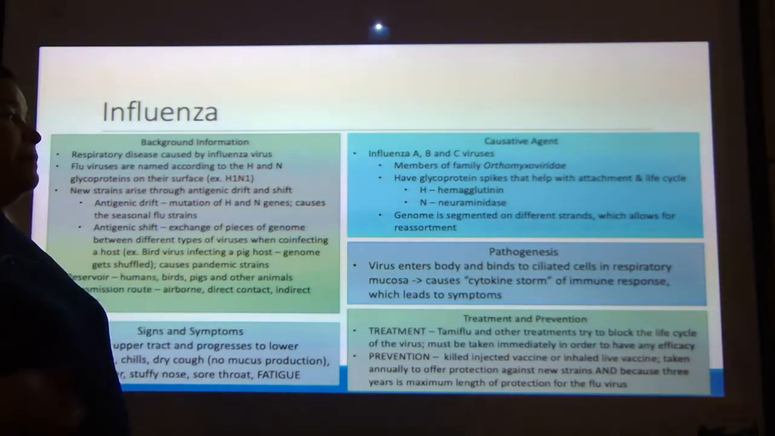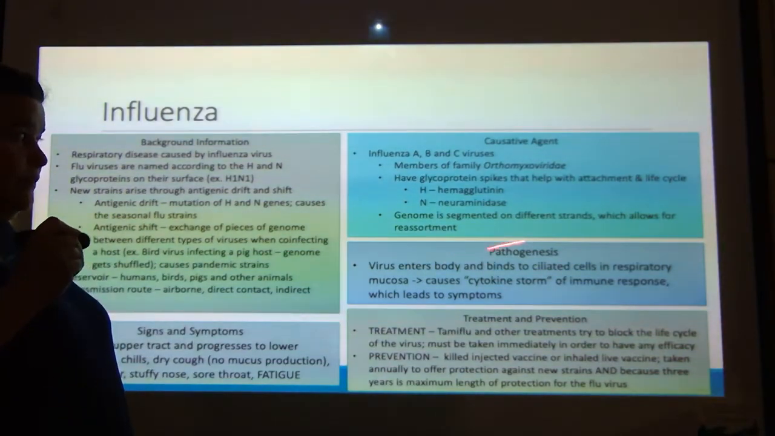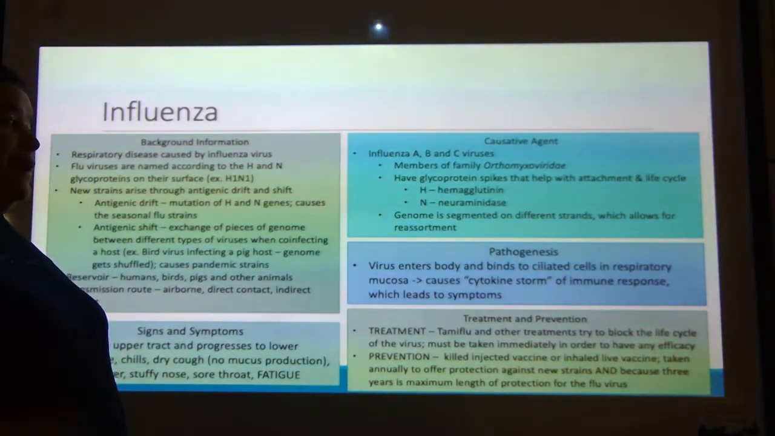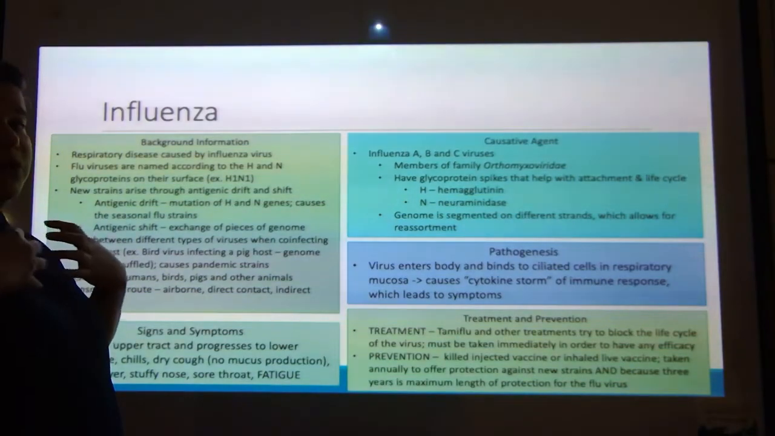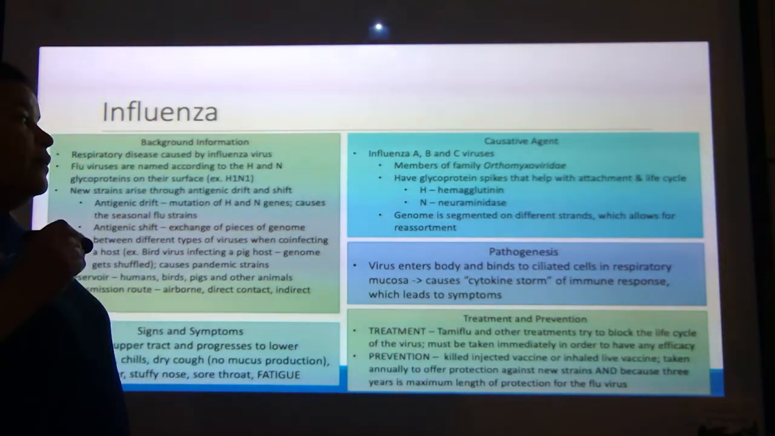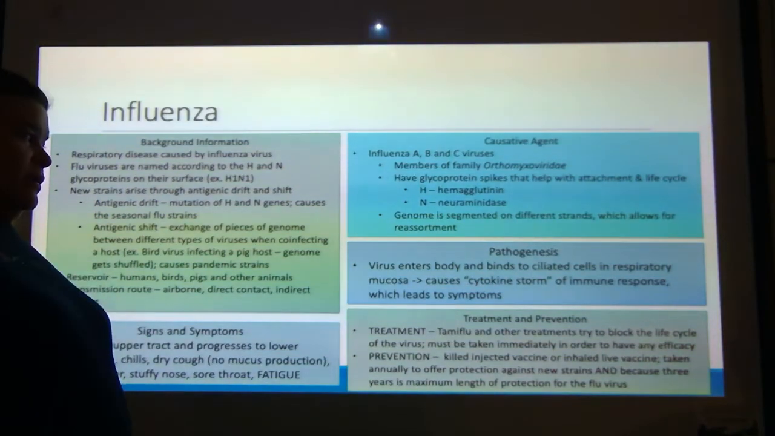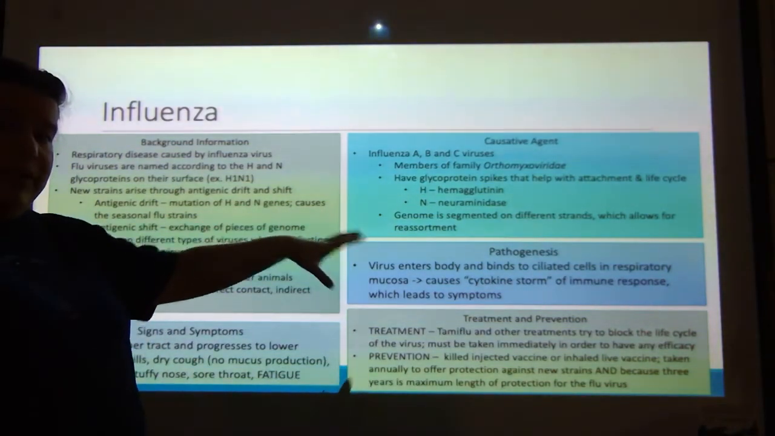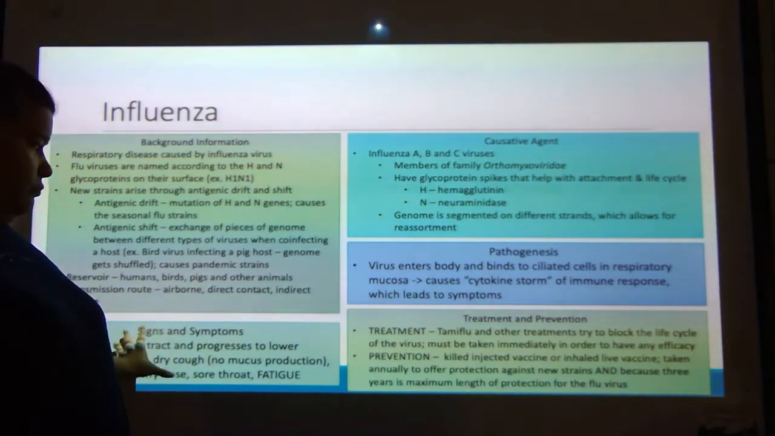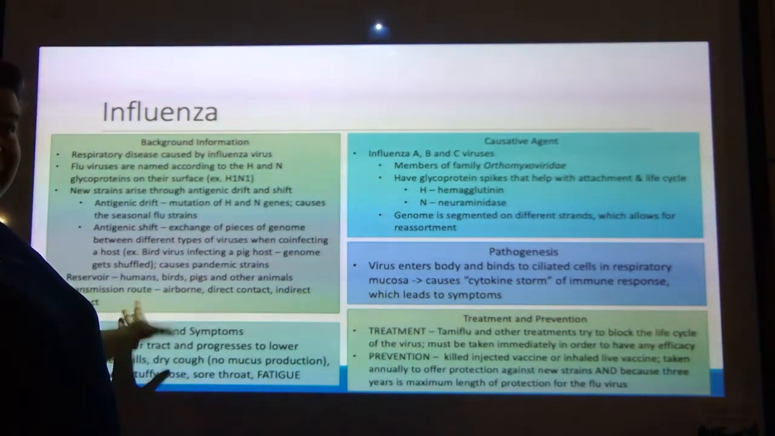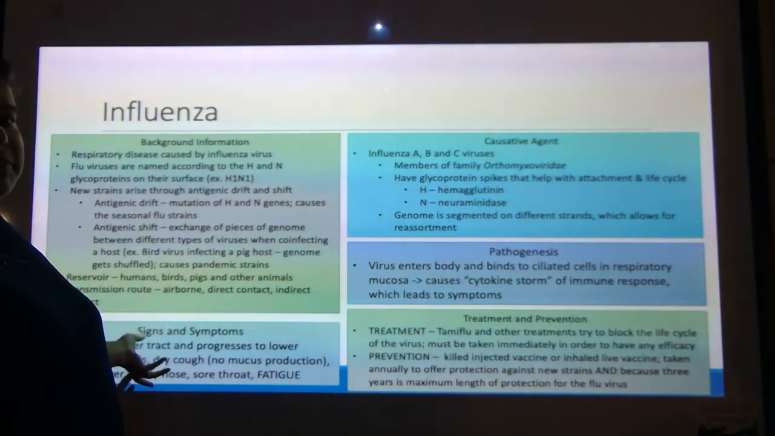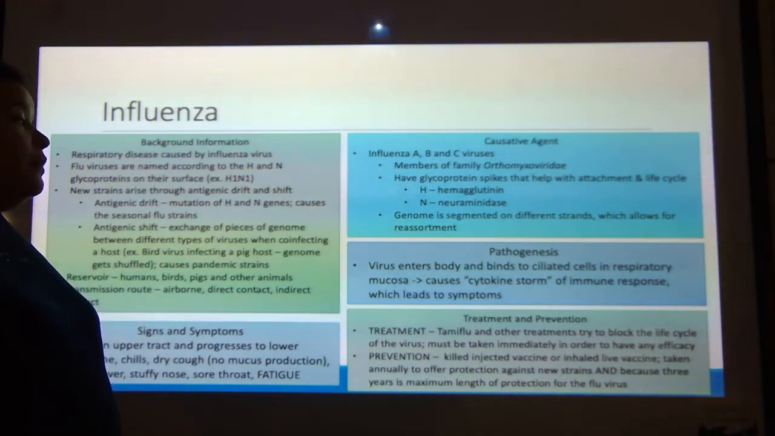The virus enters the body. Okay, so the pathogenesis. The virus enters the body. It binds to ciliated cells in the respiratory mucosa in the lining. It causes what we call a cytokine storm of immune responses. That storm is what leads to our symptoms. Again, it's not really the virus causing our symptoms, it's our immune system.